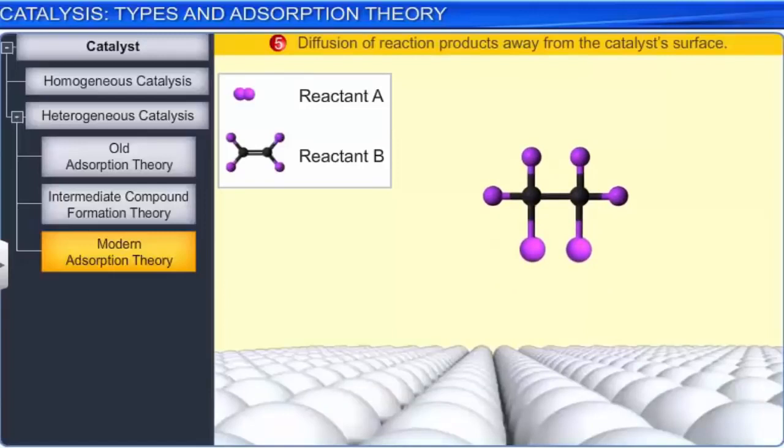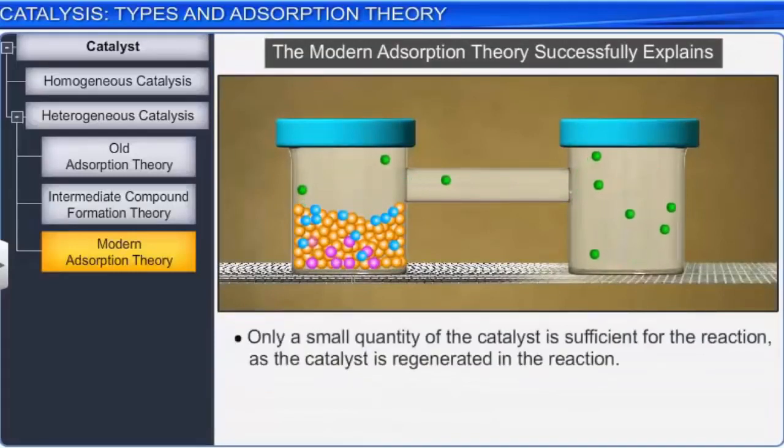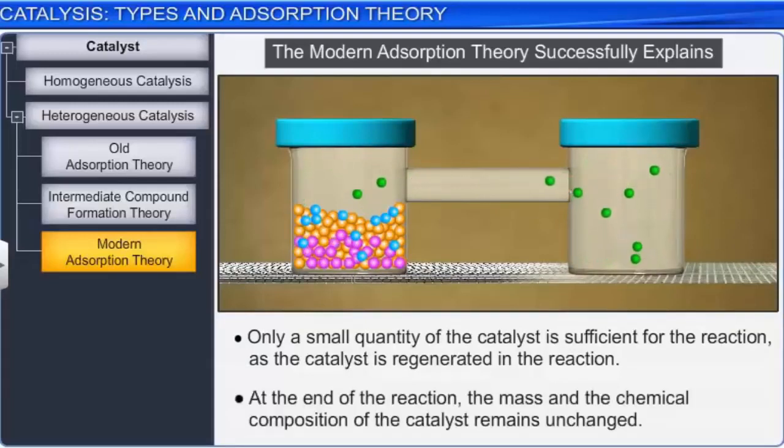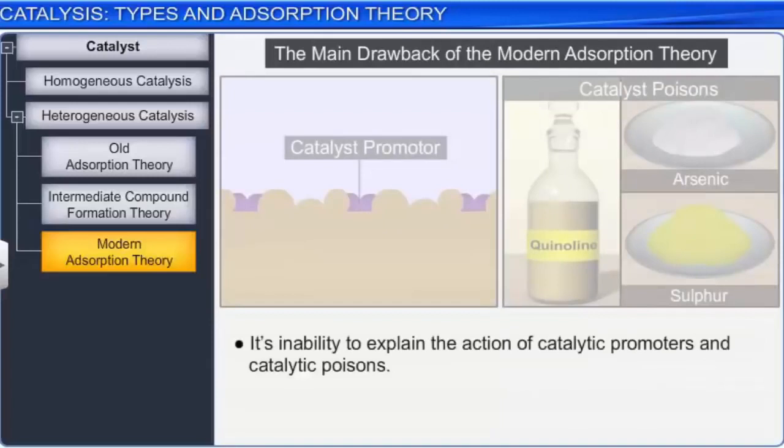The modern adsorption theory successfully explains that only a small quantity of the catalyst is sufficient for the reaction, as the catalyst is regenerated in the reaction, and that at the end of the reaction, the mass and the chemical composition of the catalyst remains unchanged. However, the main drawback of the modern adsorption theory is its inability to explain the action of catalytic promoters and catalytic poisons.